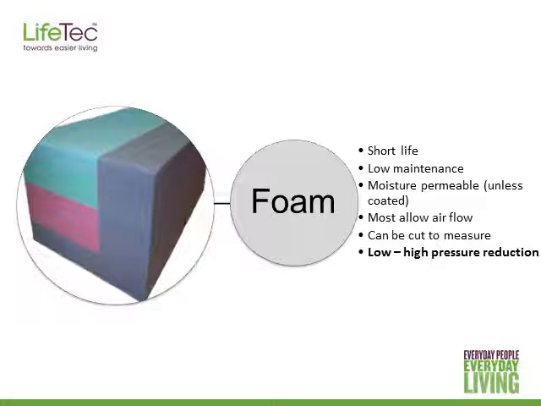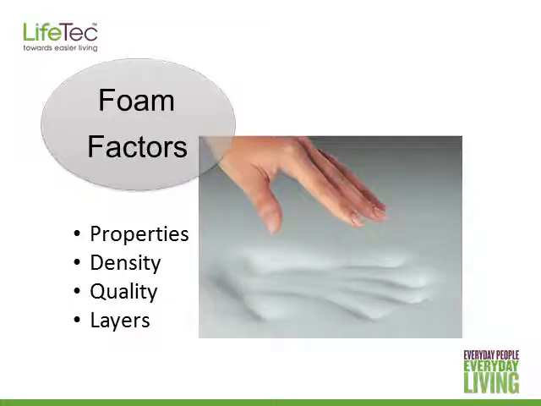Foam cushions are stable and can be cut to various shapes and sizes according to individual requirements and for custom seating or design, which will be discussed briefly later on. They can vary from low to high level pressure reduction, depending on a number of factors. Some of these factors are properties, density, quality, and layers. For example, the memory of the cushion. Memory is the ability for the foam to return to its original shape once the load has been removed. The slower the memory, the better the immersion the person can achieve.